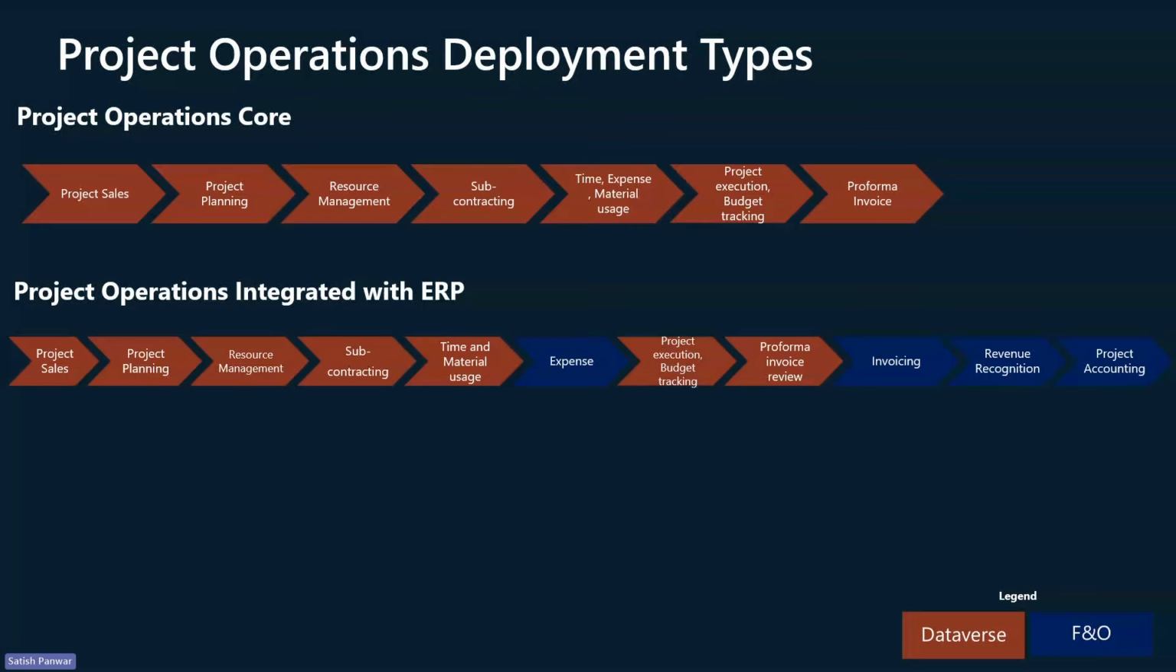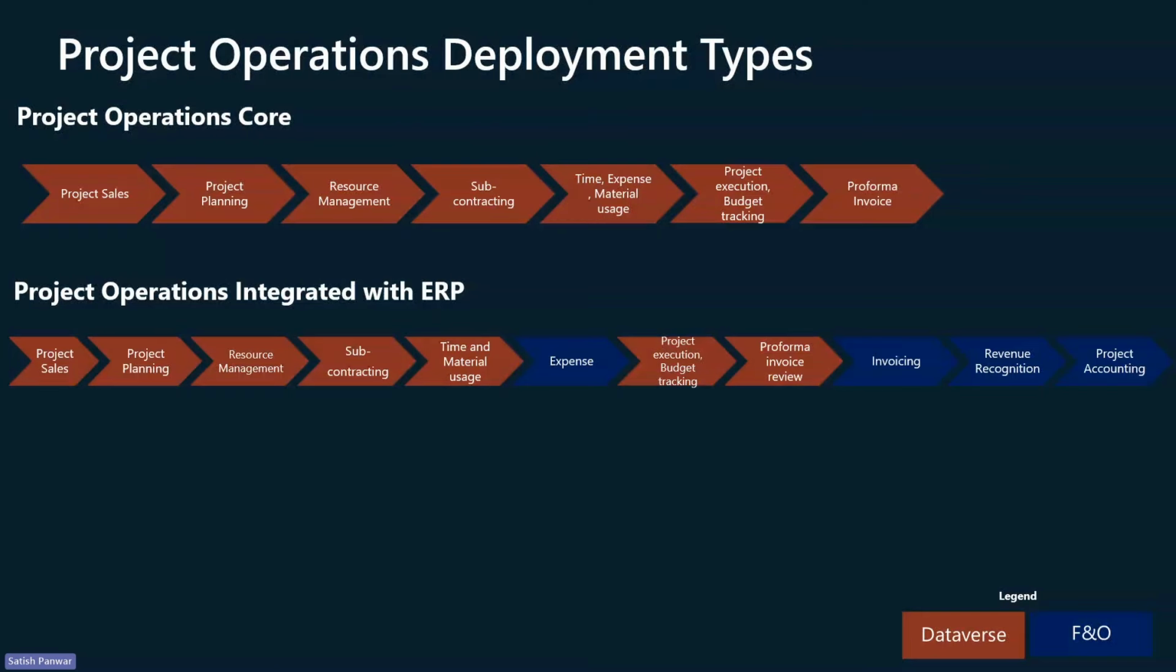Front-end capabilities from sales to pro forma invoice are available in Dataverse, and via dual write, this information flows to finance and operations apps. Invoicing, revenue recognition, and project accounting capabilities are built upon the finance and operations platform. Stock products are now supported in the project operations integrated with ERP deployment.